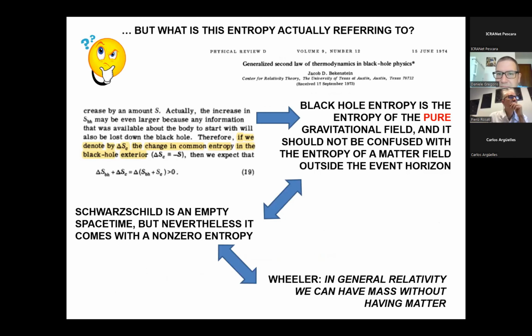So the question is, what is this entropy actually referring to? Following another paper by Bekenstein, we see that the black hole entropy is the entropy of a pure gravitational field, and it should not be confused with the entropy of a matter field outside the event horizon. For example, Schwarzschild is an empty space-time, but nevertheless it comes with a non-zero entropy. In fact, quoting John Wheeler, we can say that in general relativity, we can have a mass without having matter. So we want to assign a notion of entropy to the mass rather than to the matter.